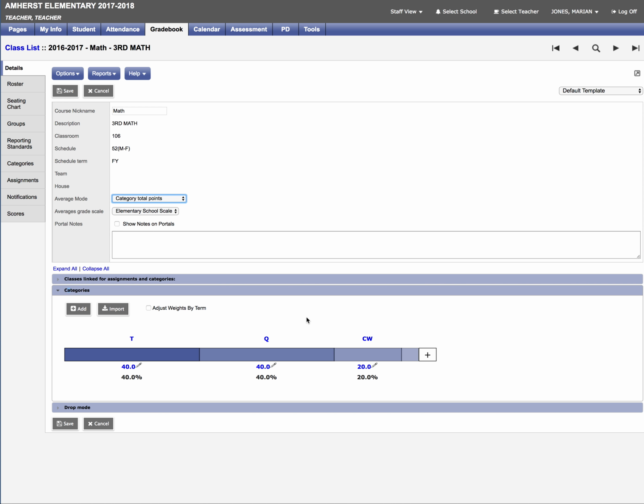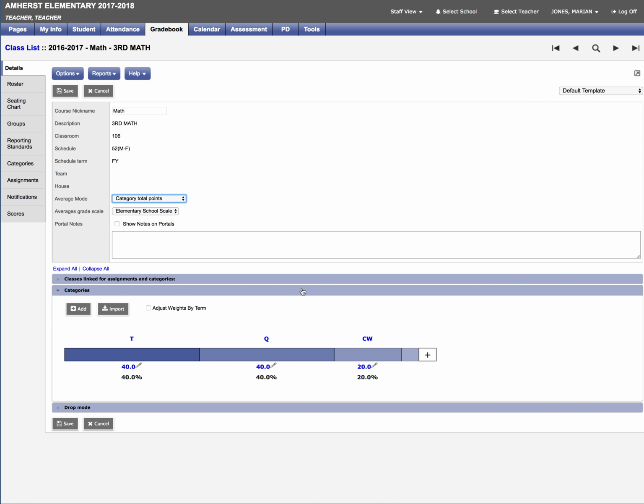If you're going to use category total points, sometimes it's a good idea to make sure that if you have a low weighted category, such as this one in classwork, that you make all your homework assignments worth 100. Most elementary school teachers follow that rule, but I just wanted to point that out to make sure.